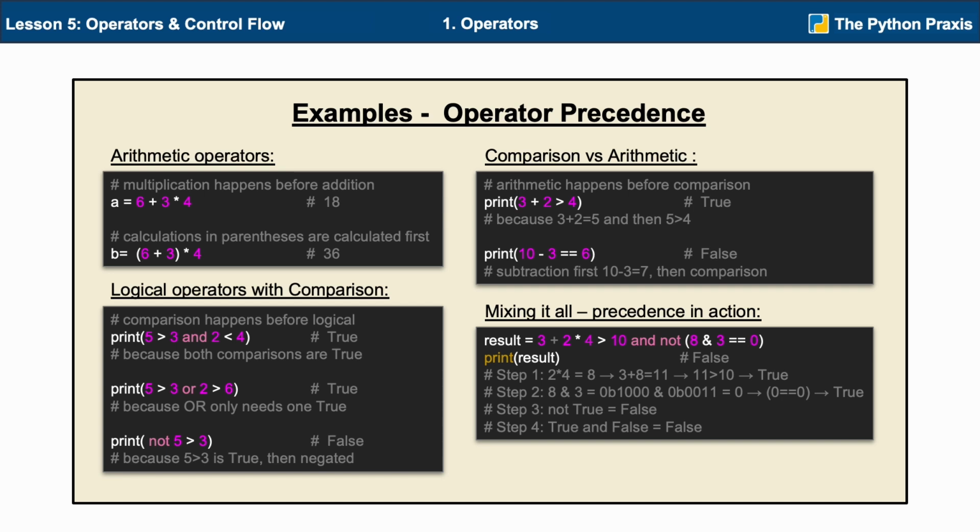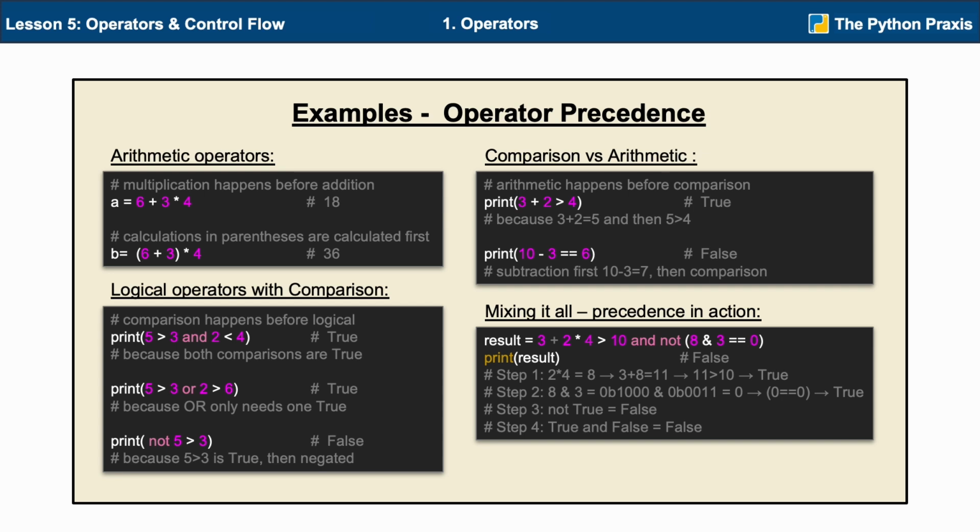In this complex example, we have a variable named result, to which we assign the result of a complex expression that includes arithmetic operators like addition and multiplication, comparison operators like greater than and equal to, the bitwise operator and, the logical operator not, and the logical operator and. Step by step, Python solves it, and the final result is false. Let's analyze how this is done.